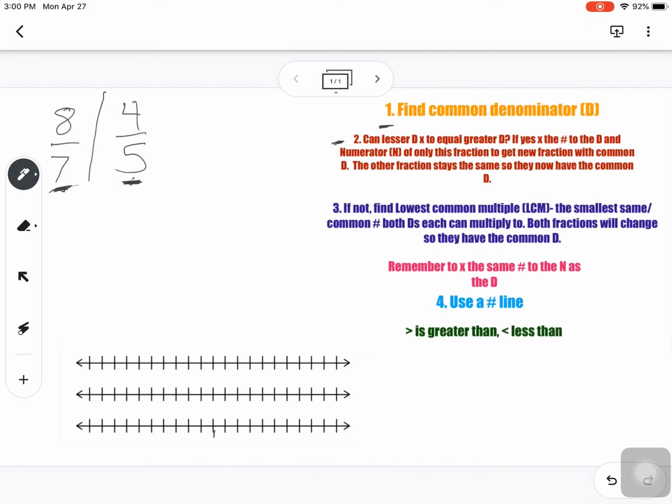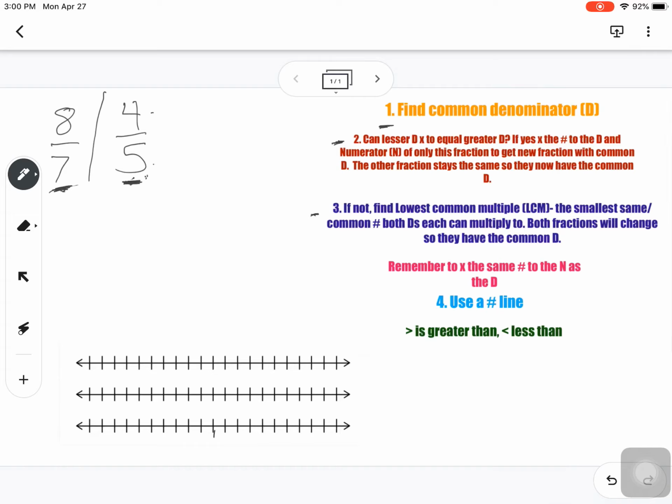Can 5 multiply to get to 7? No. So I'm going to move on to step 3 in a second. However, if it did multiply to be able to get that, whatever number I would multiply this denominator by, I would multiply the numerator by it as well. This fraction, 8/7, would stay the same. However, it does not. So what I have to do is I go on to step 3.